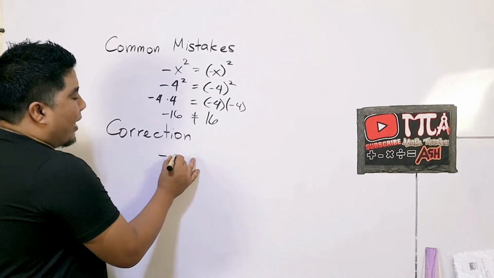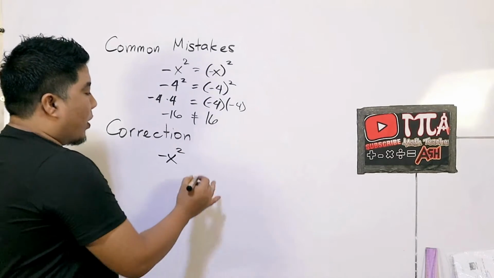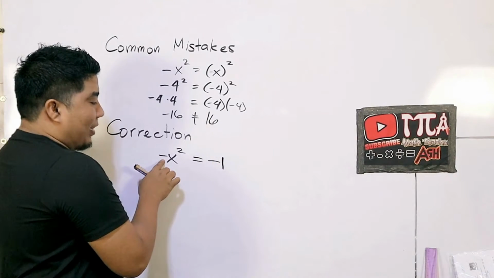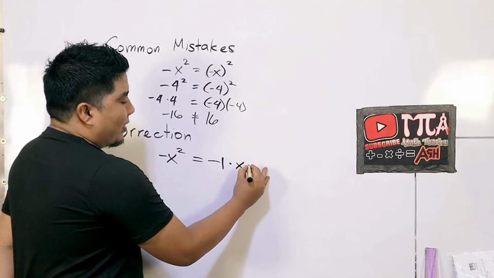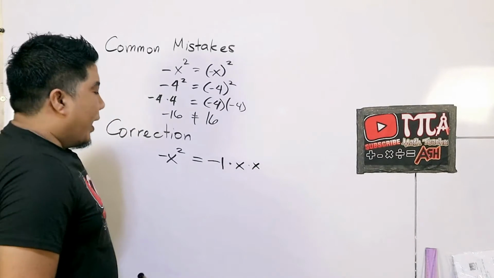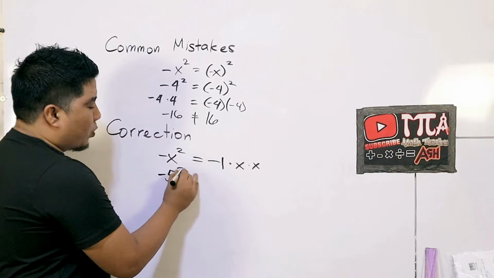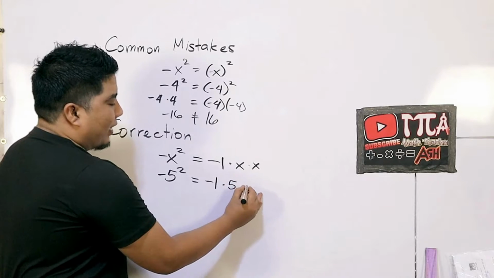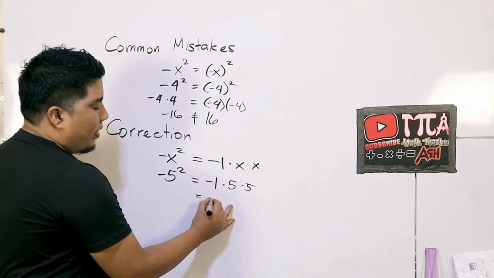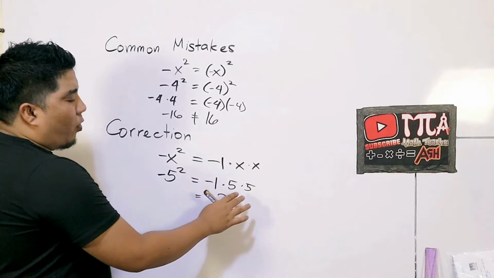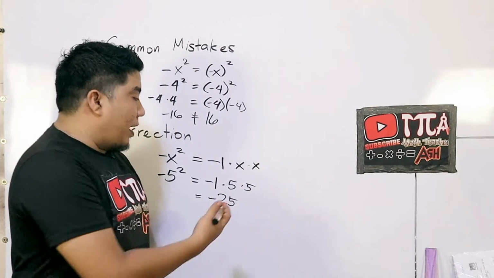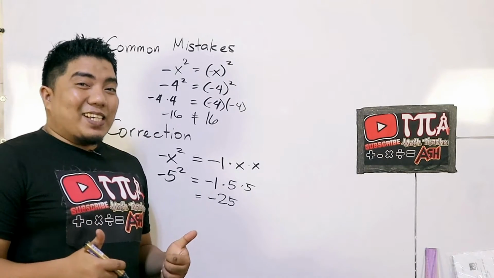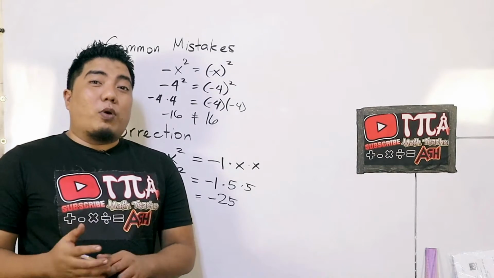Of course, if this is negative x squared, my dear math learners, what you can do is basically just have negative 1 for the negative value, multiplied to x and x. Example of that is this one. Let's say negative 5 squared. So that means negative 1 times 5 times 5. So we have negative 25, because negative 1 times 5 is negative 5. Negative 5 times 5 is negative 25. Easy, right?